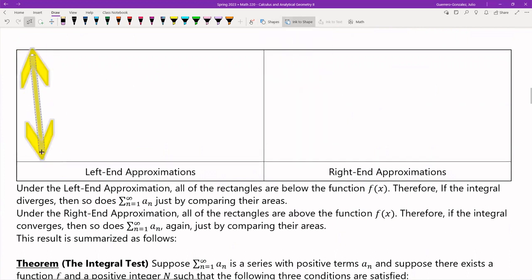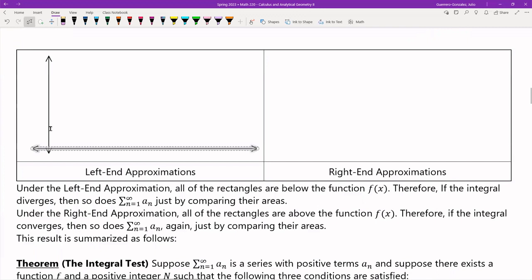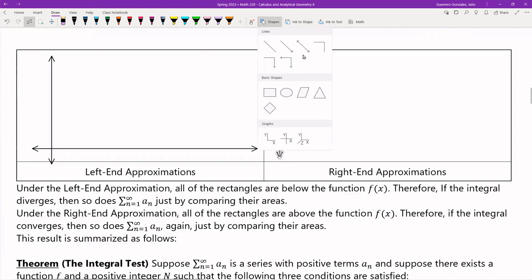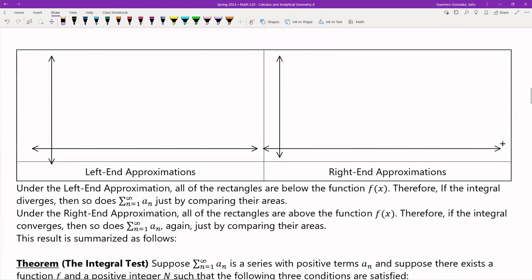So let me go, no. I wanted it in black ink, and now I need to do this again. There we go. Okay, and then let me do another, not ink to shape, that thing. I'm drawing an XY axis here. That's all I'm doing. Move that up a bit, or, never mind, I'm not going to move it. It doesn't want to. Sometimes it does, sometimes it doesn't. It's okay. Let's see. And then there we go.